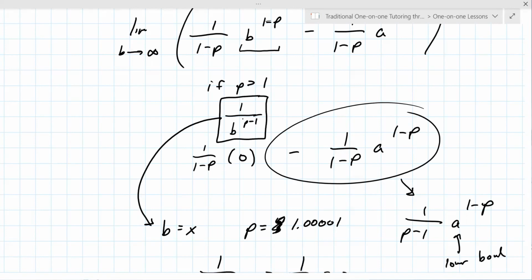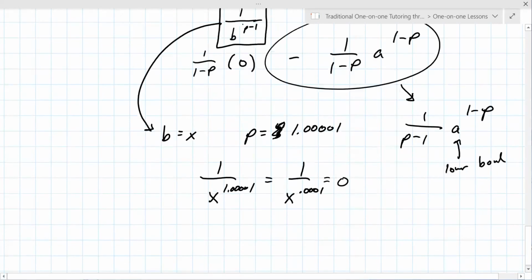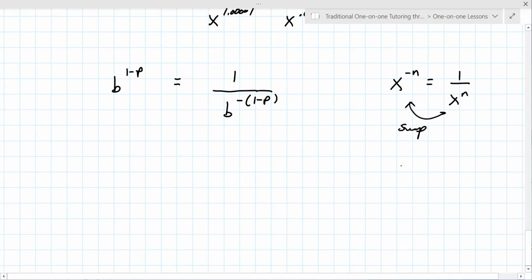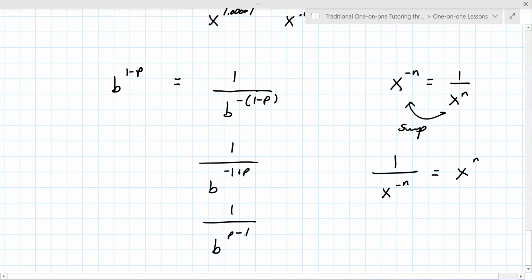I'm still just wondering why you put the B to the 1 minus P on the bottom. Okay, so let me start with that part. B to the 1 minus P equals 1 over B, but you have to negate the exponent here. It comes from X to the minus N equals 1 over X to the N. Basically, when you swap positions, you negate the exponent. More commonly, you're used to seeing it like this: 1 over X to the minus N equals X to the N. So all I did is, when I put a 1 over, I have to negate the exponent, which makes it 1 over B to the P minus 1. Right. Okay.